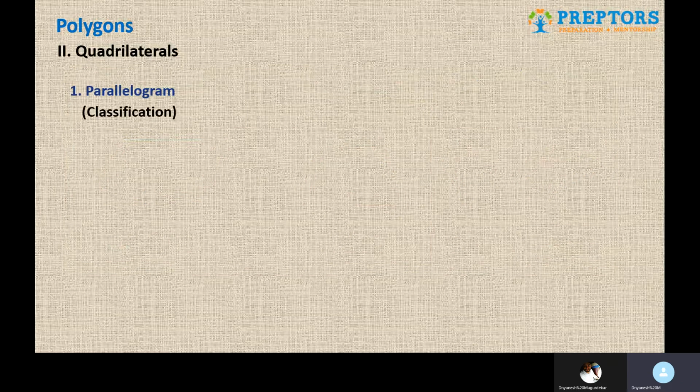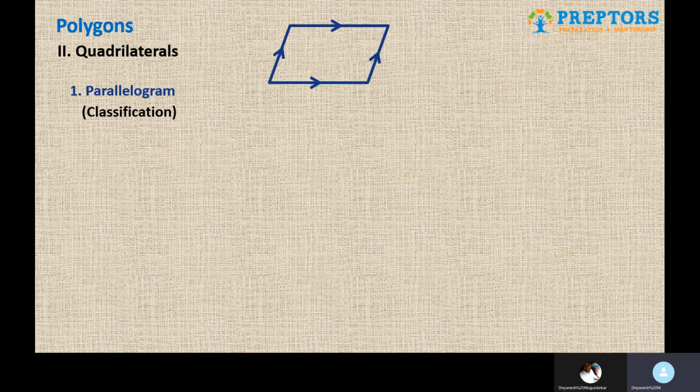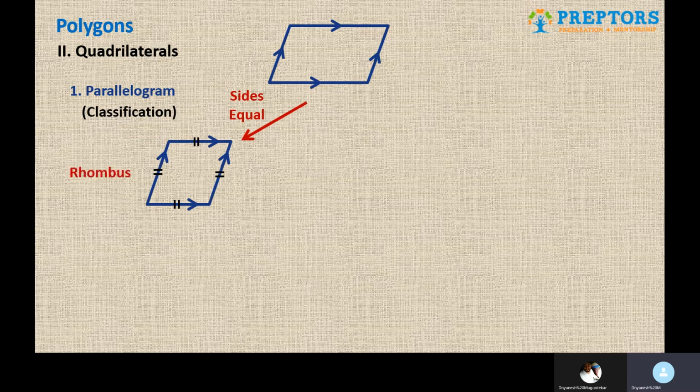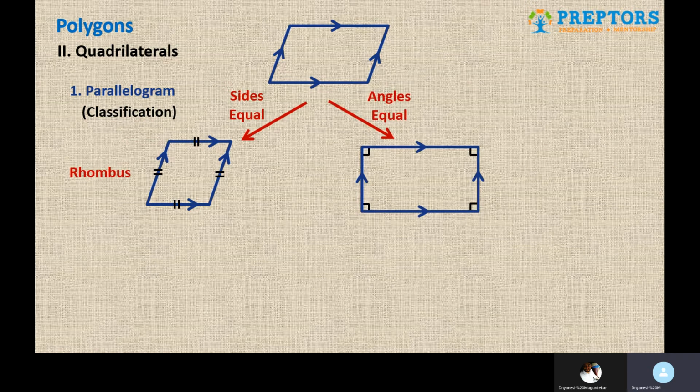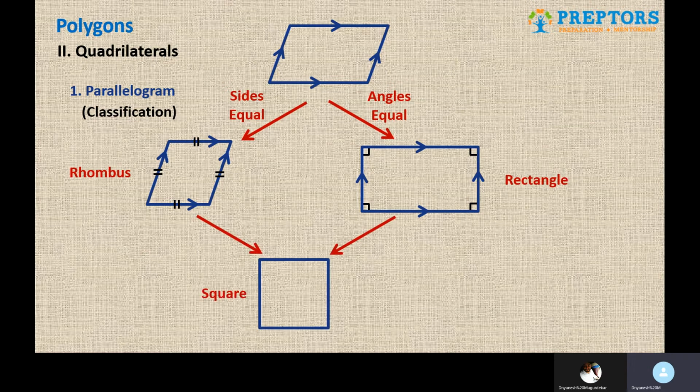The first one is parallelogram. Now parallelogram itself is classified into three different categories. One is when all the sides are equal, you get a rhombus. The second one, when all the angles are equal, you get a rectangle. And then there is a mixture of both of them, when the angles as well as the sides are all equal, and you get a square. So in these three ways, parallelogram itself is classified.